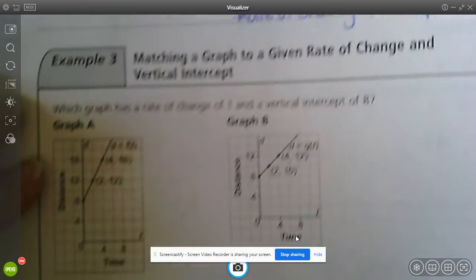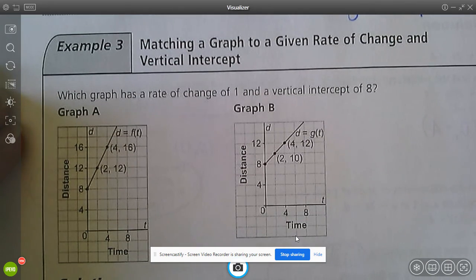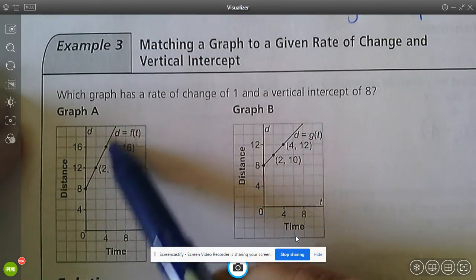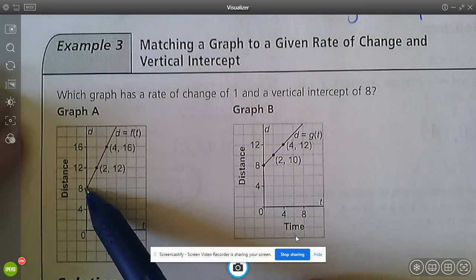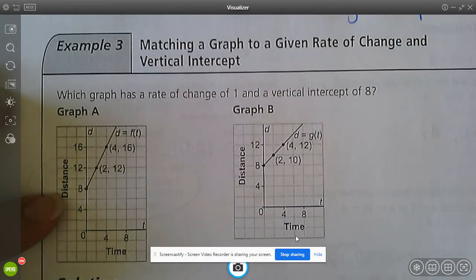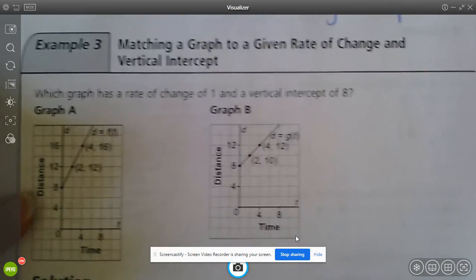So this example says, what graph has a rate of change of 1 and a vertical intercept of 8? Let's start with the vertical intercept because we can just eyeball it by looking. We look at this graph, okay, the y-intercept or vertical intercept is 8. Oh, geez, they both have a vertical intercept of 8. That means I'm going to have to go on to do my rate of change calculation to figure out which graph fits that description.